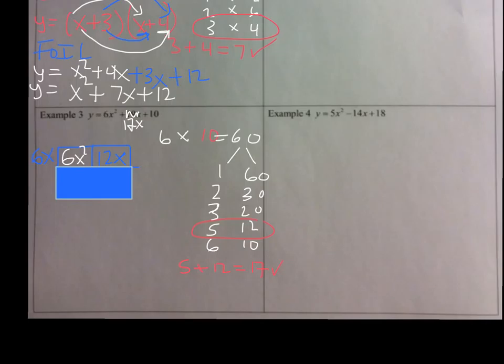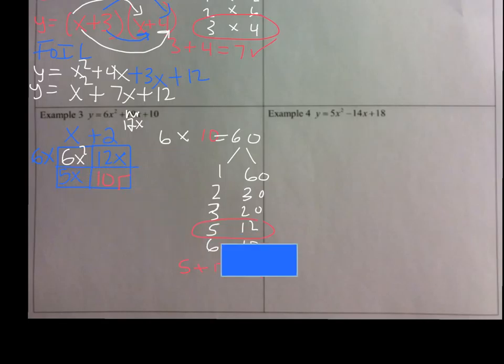Now we can ask ourselves, 6x times what value will give us 6x squared? The only thing that can multiply to get us to 6x squared is an x. And ask the same question, 6x times what number will give us 12x? Which would be a positive 2.